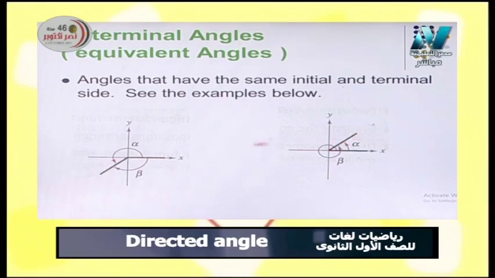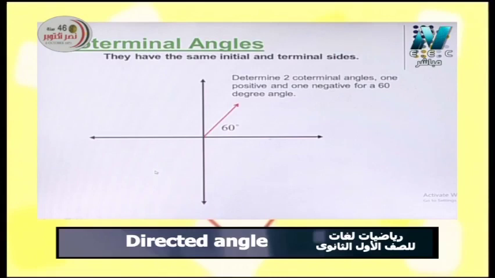angles. And look here, we have alpha, a positive directed angle, started from the x-axis, going to the terminal side, which is here, and beta, which started from the positive direction of the x-axis and goes to the same terminal side. So alpha is equivalent to beta, or we can say they are two coterminal angles. Let's go to coterminal angles also.